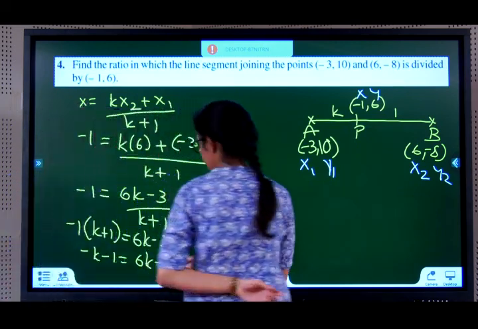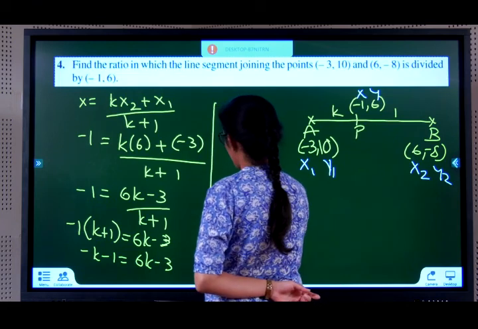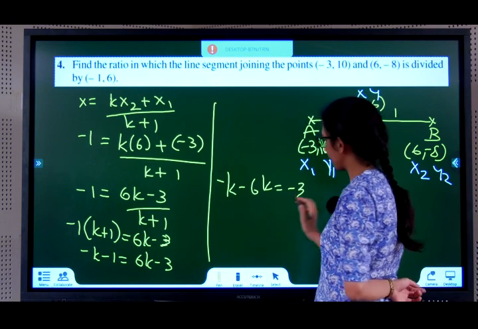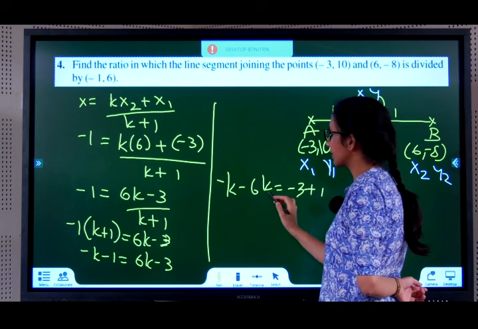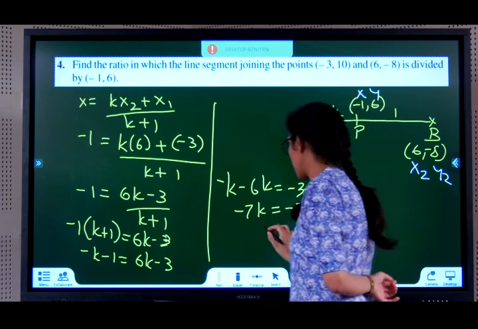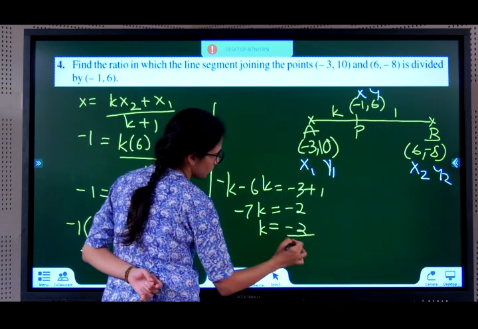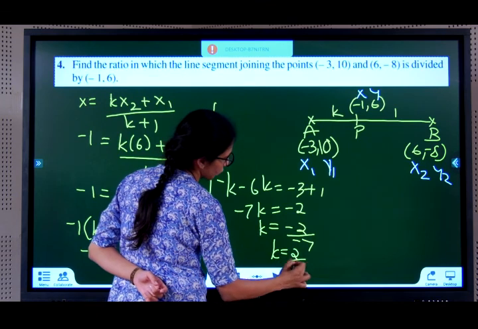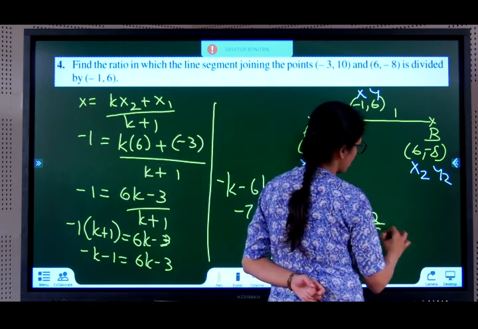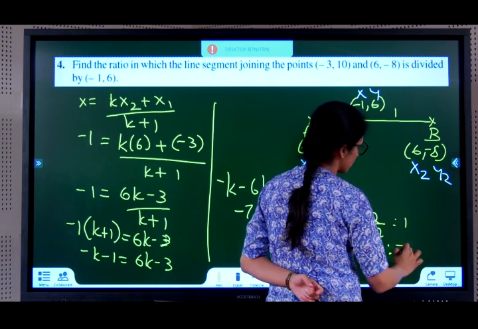So send the 6k this side: minus k minus 6k is equal to minus 3. Bring the minus 1 this side, plus 1. Minus k minus 6k, minus 7k, is equal to minus 2. K is equal to minus 2 by minus 7, so k is equal to 2 by 7. Therefore, it divides in the ratio of 2 by 7 is to 1, or 2 is to 7.